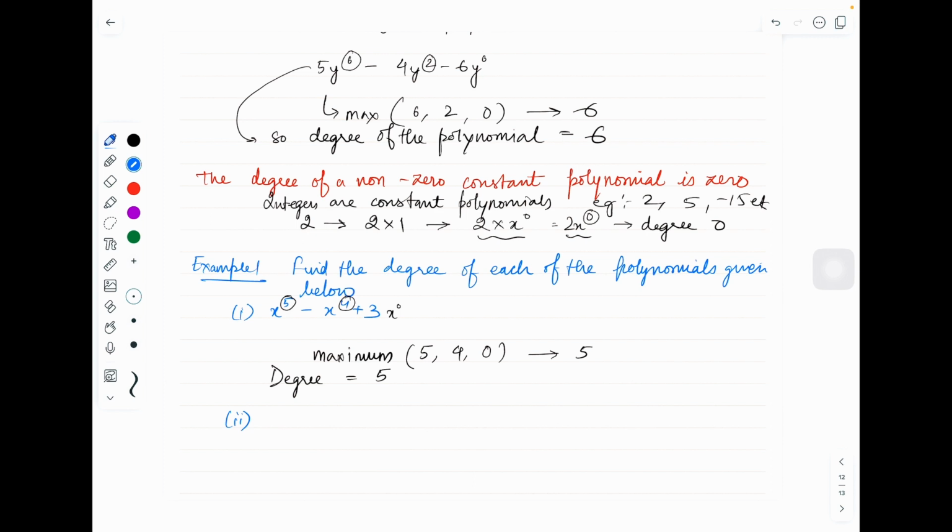Second question is 2 minus y square minus y cube plus 2 into y to the power 8. Same thing: the exponents are 0, 2, 3, and 8. The maximum of 0, 2, 3, 8 is 8. So the degree of this expression is 8.